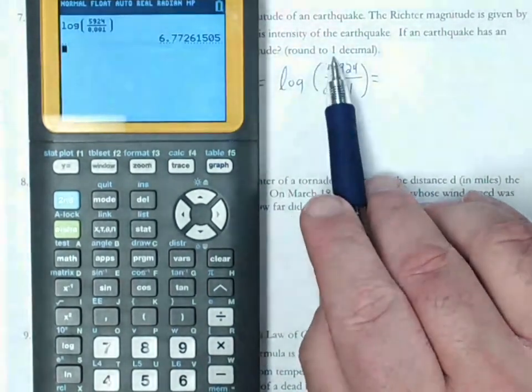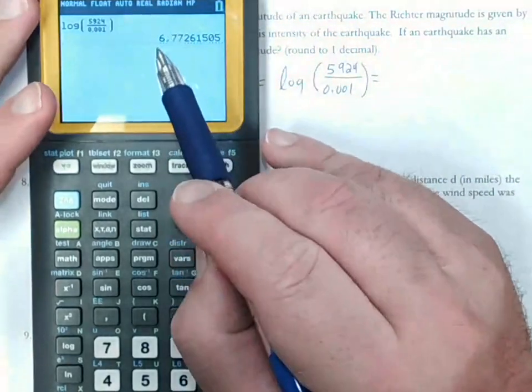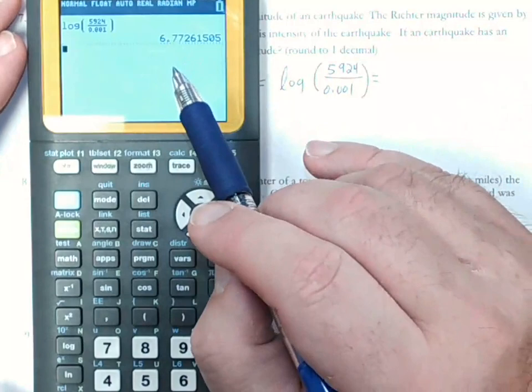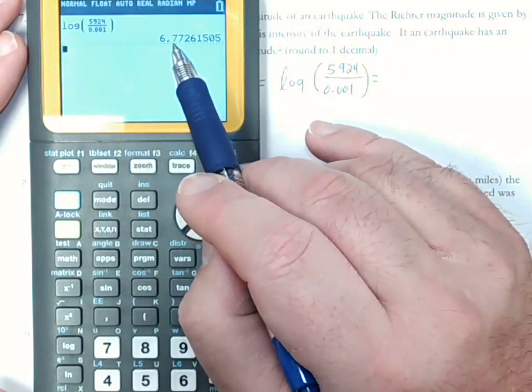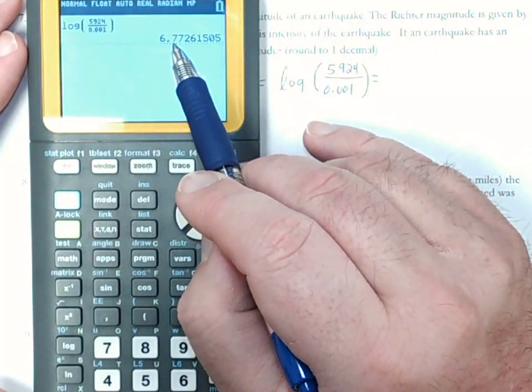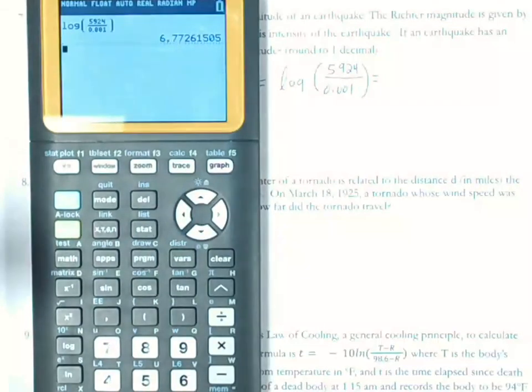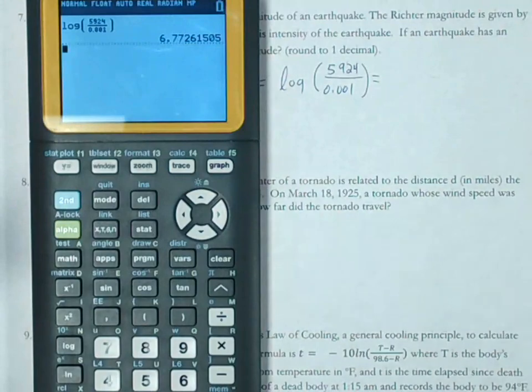Now remember, it says to round to 1 decimal. That means I need one number after the decimal point. So I'm either going to round this 7 up to 8 or leave it at 7, depending on what's immediately next to it. If what's immediately to its right is 5 or bigger, I will round up to 8.